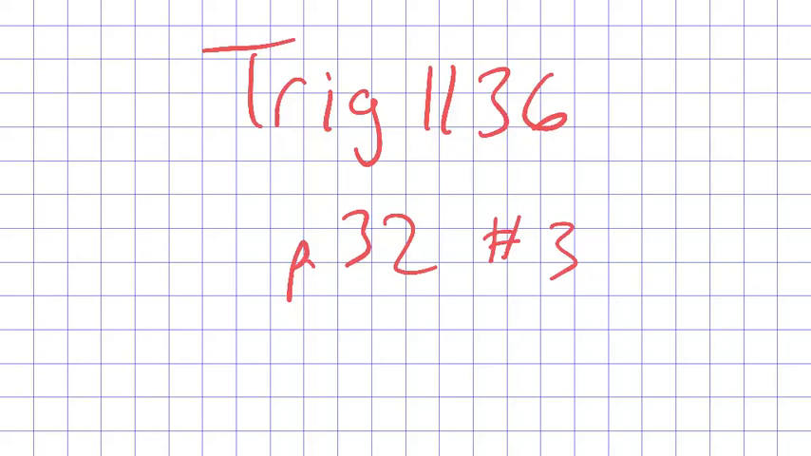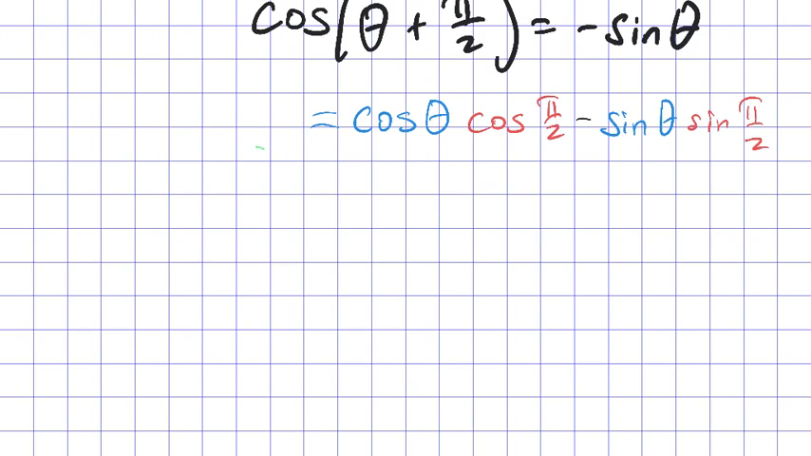All right, let's do a lesson for problem number 3 on page 32 of Trig 1136. Number 3 says we're going to start with the cosine of theta plus pi over 2 and prove that that equals negative sine theta.